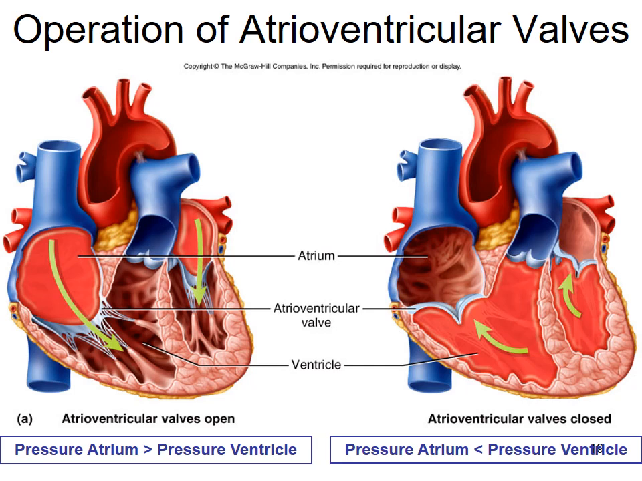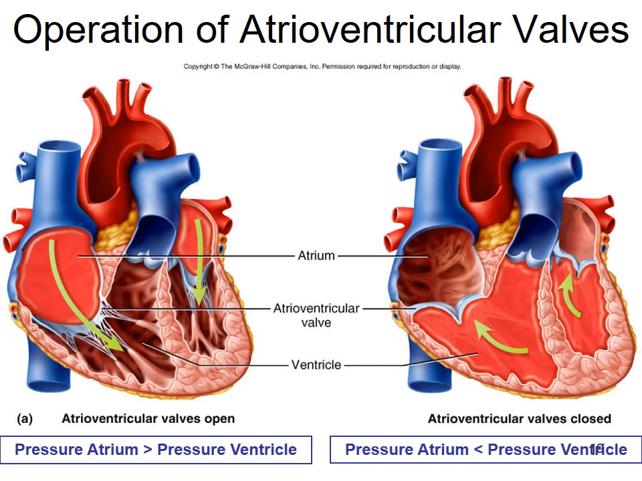So your AV valves will close off if the pressure in the atrium is less than the pressure of the ventricle. Or you could say the pressure in the ventricle is greater than the pressure of the atrium. So your valves will always regulate that one-way movement. And they're there because blood will always flow from high to low.